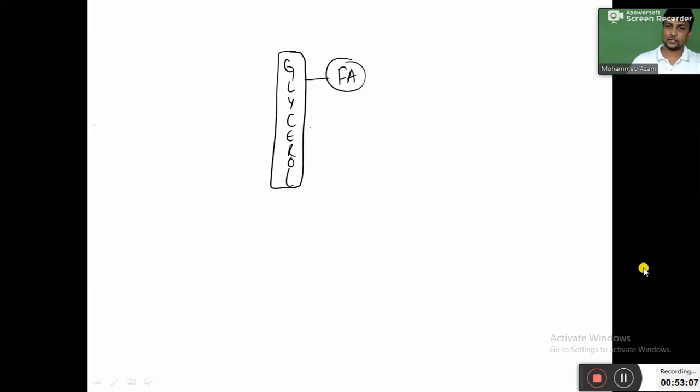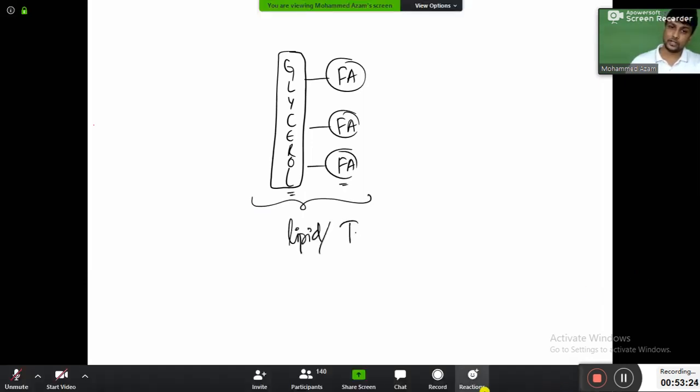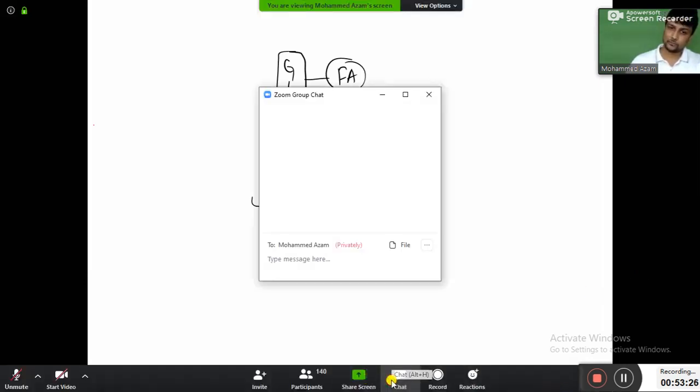Now let me add some more information here, guys. Suppose there is one glycerol molecule, just a schematic diagram. On this one glycerol molecule, remember there will be three fatty acids attached. Lipid, I'm having fatty acid and glycerol, and these lipids are also known as triglycerides.